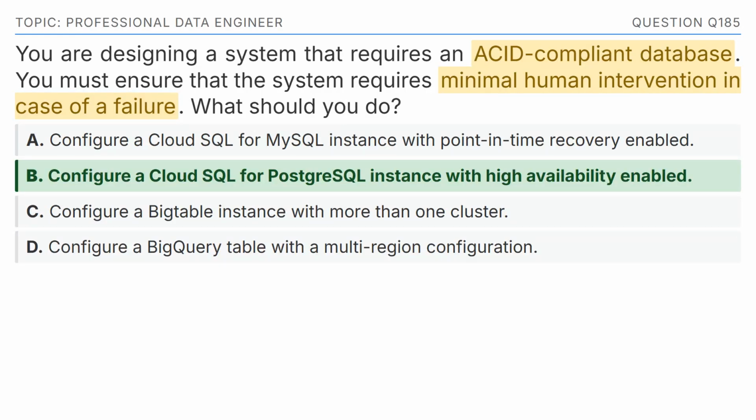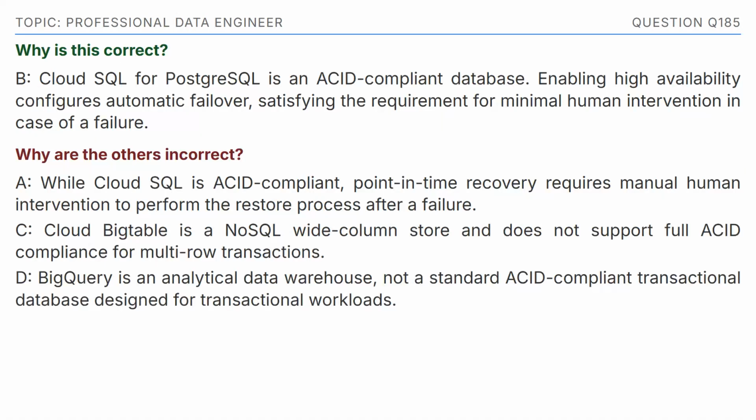Configure a Cloud SQL for PostgreSQL instance with high availability enabled. Why is this correct? B. Cloud SQL for PostgreSQL is an ACID-compliant database. Enabling high availability configures automatic failover, satisfying the requirement for minimal human intervention in case of a failure. Why are the others incorrect?